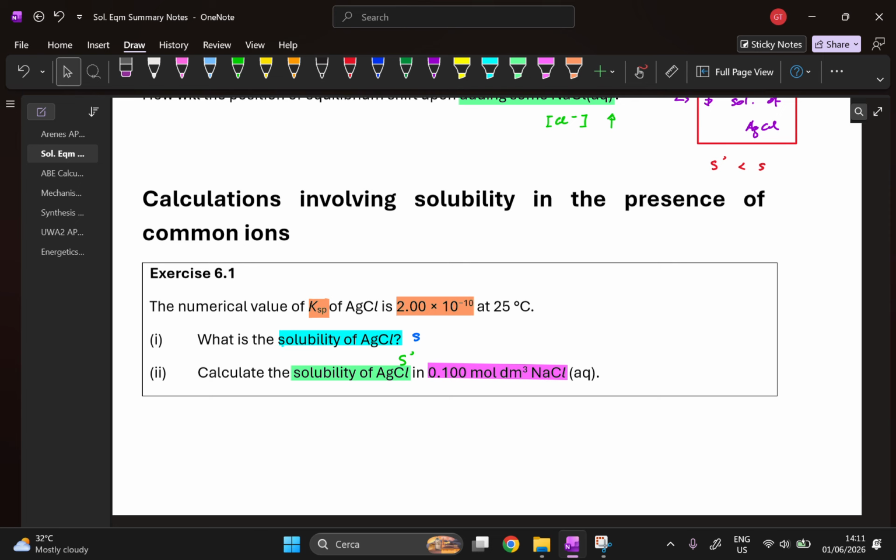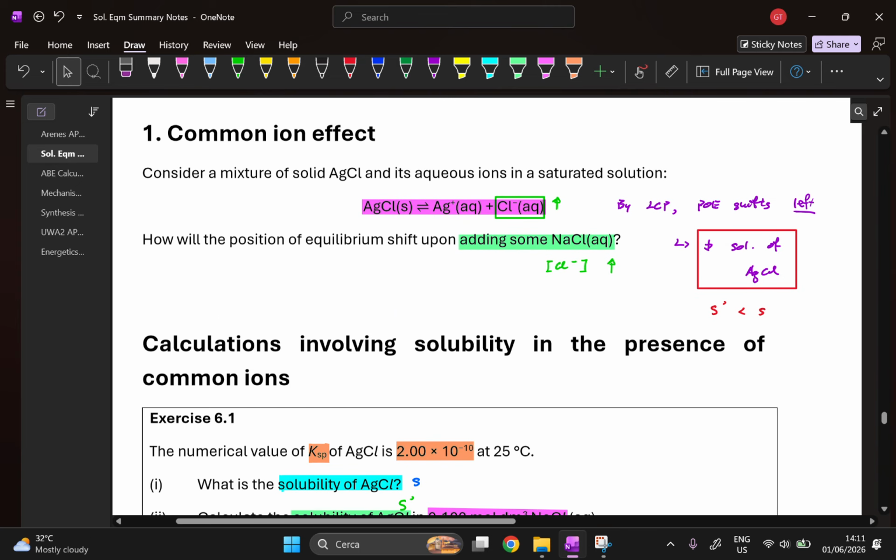Okay, so exercise 6.1 over here talks about the common ion effect. So I don't think the common ion effect is that hard to understand, but basically, common ion means that I add some NaCl. So the common ion between AgCl and NaCl is just going to be Cl minus. So if I add NaCl, then the concentration of Cl minus is going to increase.